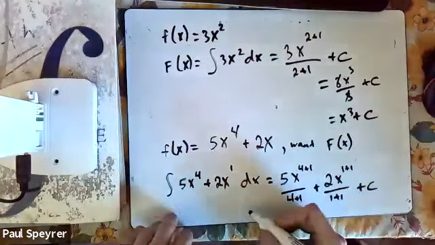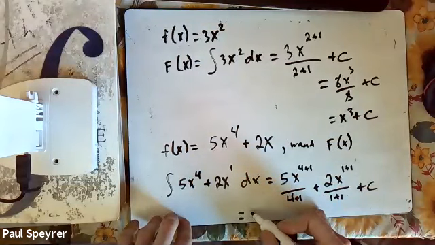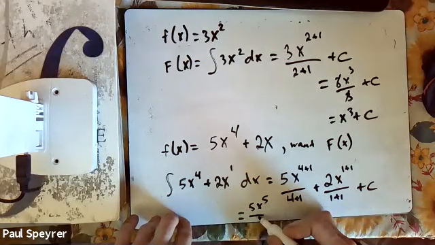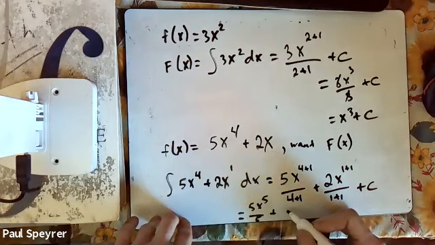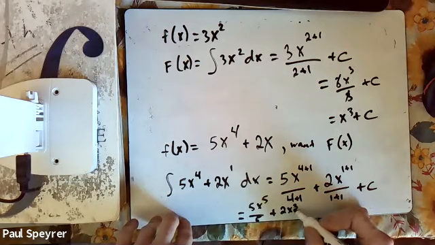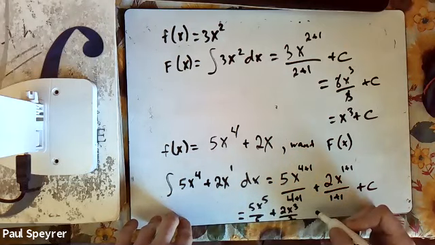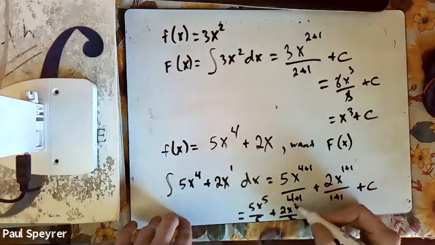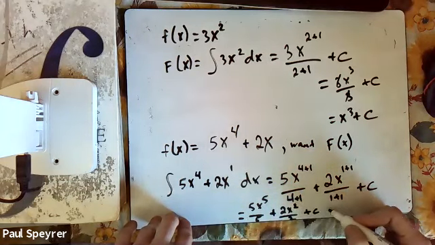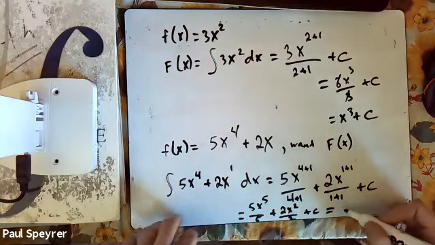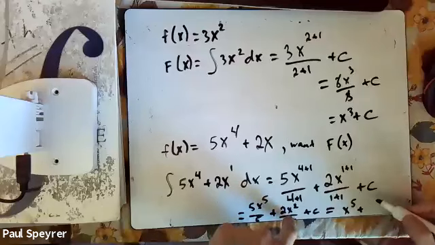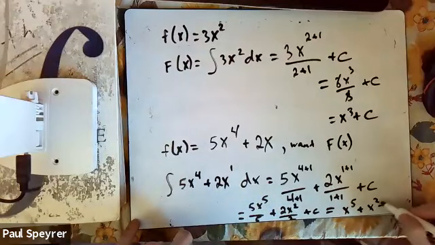And then we simplify, right? Now we have 5x to the fifth over 5 plus 2x cubed over 2. I'm sorry, 2x squared plus c. And then look what happens. The 5's cancel, so you have x to the fifth. The 2's cancel right here, so you have x squared plus c.